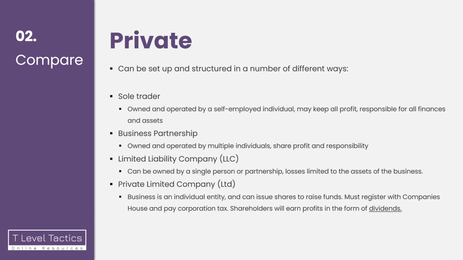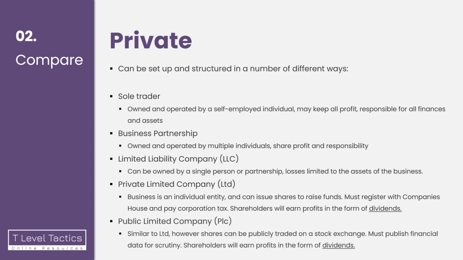You can also set up a public limited company. This is similar to a private limited company. However, the shares can be publicly traded on a stock exchange, like the London Stock Exchange, for example. Public limited companies must publish financial data for scrutiny, and it means that people who might invest in the business can make sure that it's solvent and making money and it's going to be good for them, rather than investing in something where they could very quickly lose their money. Again, shareholders in public limited companies will earn profits in the form of dividends.